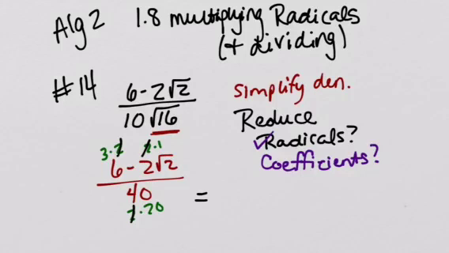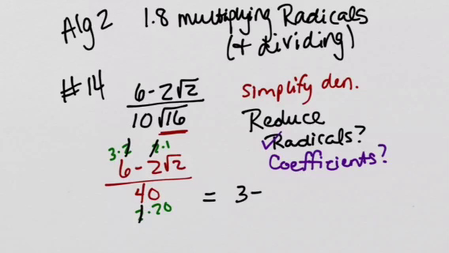So what does that give me? It leaves me with 3 minus, and it's just 1 square root of 2. You can write the 1 out front if you want or leave it off. All divided by 20. And that would be your final answer.